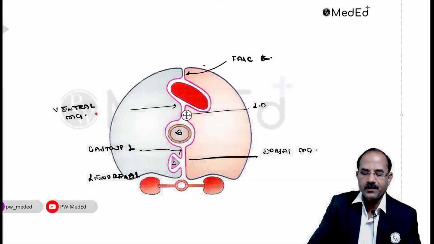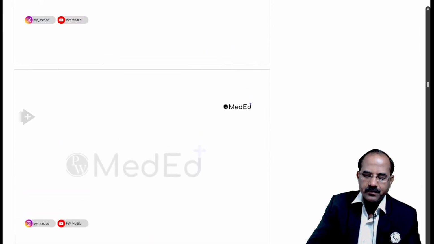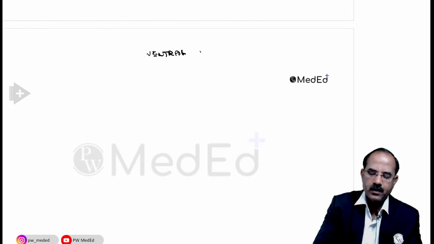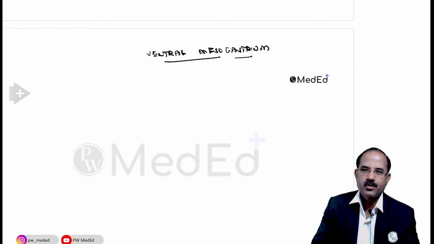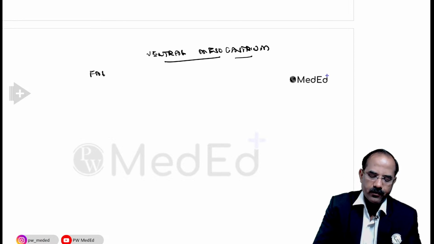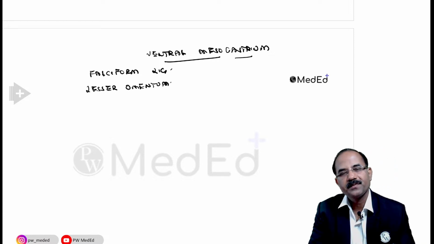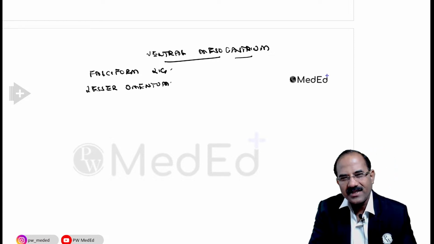So let us understand the derivatives of the dorsal and the ventral mesogastrium. This is extremely important, students. Derivatives of ventral mesogastrium. What are the derivatives of ventral mesogastrium? Come on, students. One is the falciform ligament. Second is the lesser omentum. Third, any guesses? The liver.